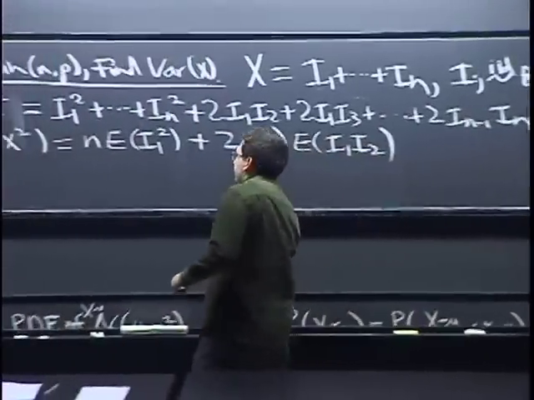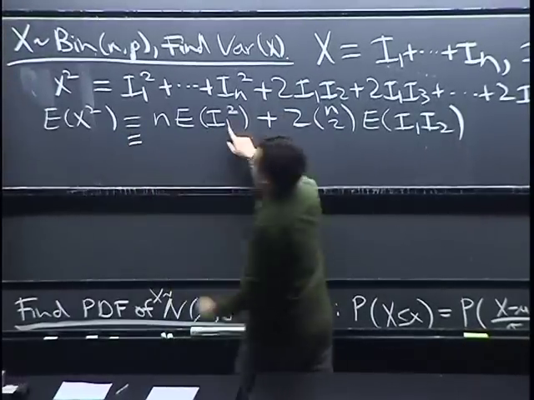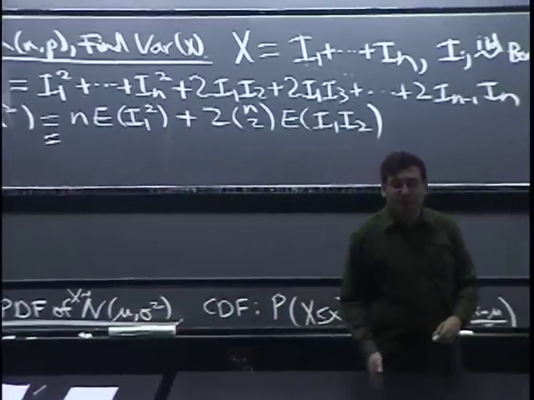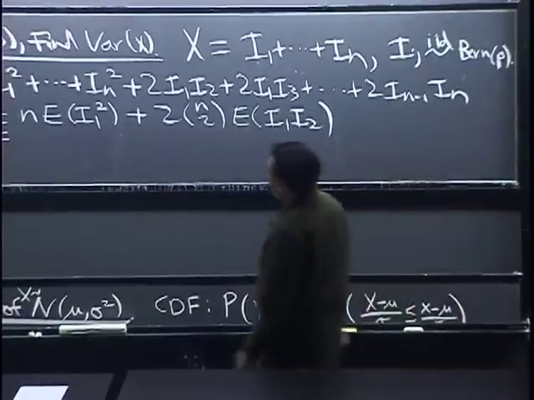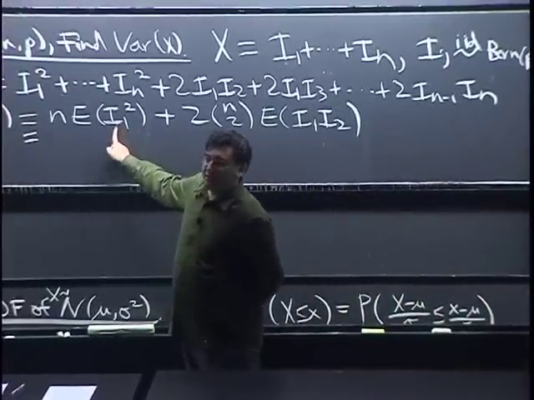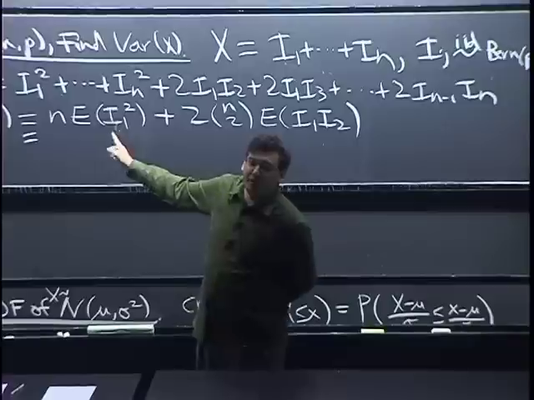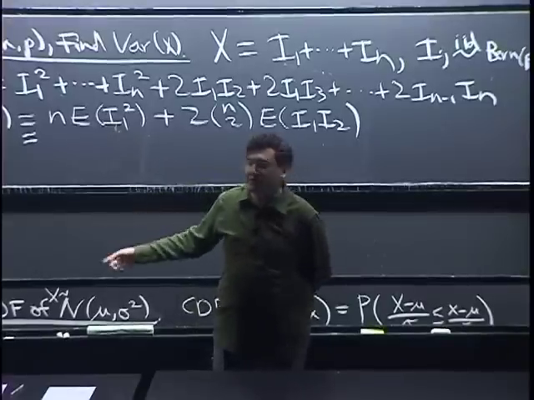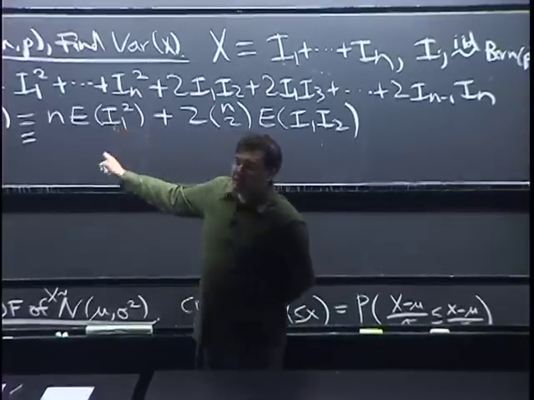Now, this is even nicer. Well, it definitely is looking better, but this is even better than it looks because I1 is either just 1 or 0. If you square 1, you get 1. If you square 0, you get 0. So I1 squared is just I1.